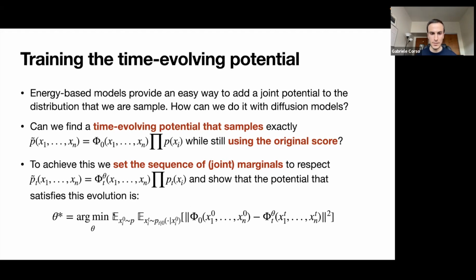This objective function is particularly nice because these xi0 are all sampled from the independent probability distribution, so we don't need to sample this p tilde. These xt are samples from the forward kernel of our normal independent diffusion process, and then we have access to this phi 0. We are learning this phi t with parameters theta, and so we can find the parameters theta that minimize this objective function.